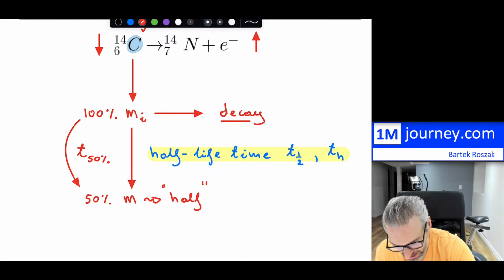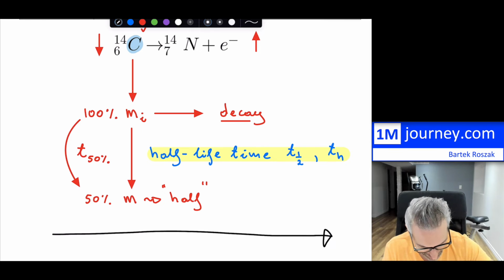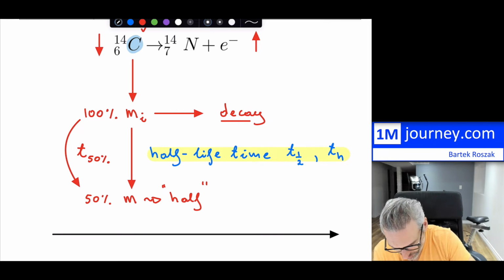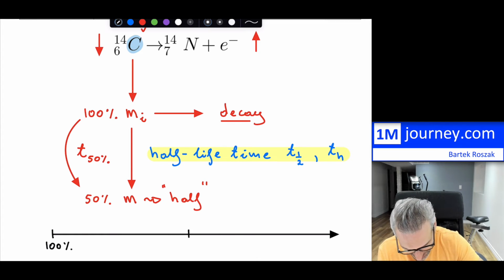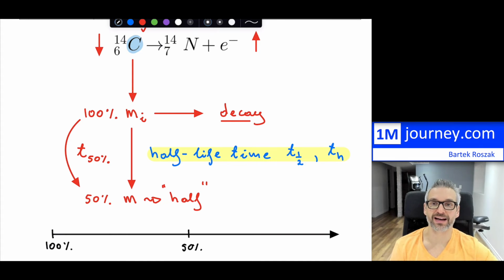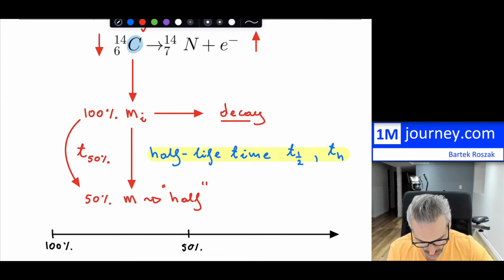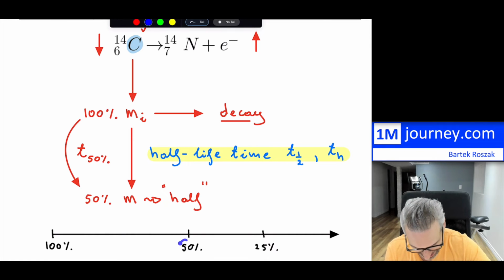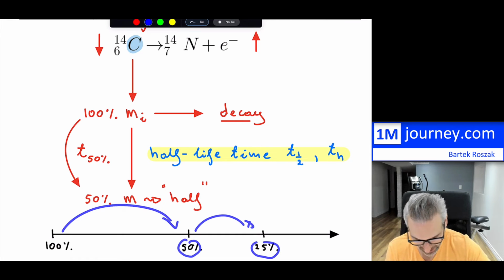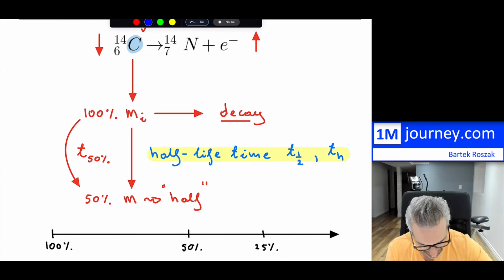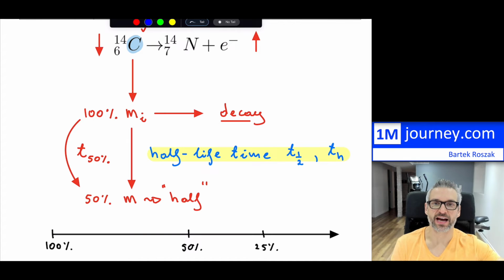So if you had this on a timeline, you would start with 100% of whatever it is that you're dealing with. And then at 50%, that would be referred to as one half-life. Now, when you get to 25% of what you started off with, well, 25% is half of 50%. So therefore, that's another half-life. So this would be one half-life, this is another half-life, and then it would get to 12.5%. And this would continue on as you're carrying through.